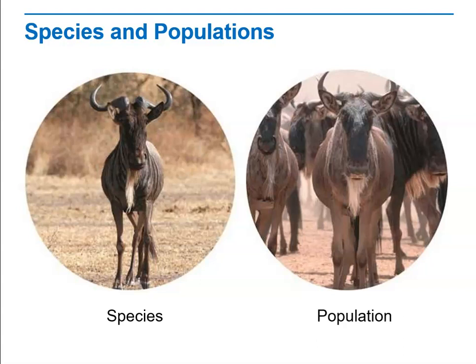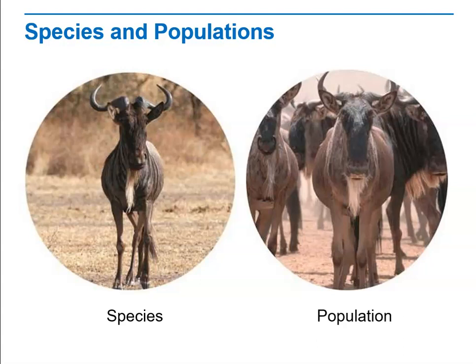We can study ecology at different levels. Each of the terms that are coming up over the next few slides are important for you to understand. A species is a group of similar organisms that can breed and produce fertile offspring. That means that they're the same type of organism. They can have babies, and their babies can also have babies.